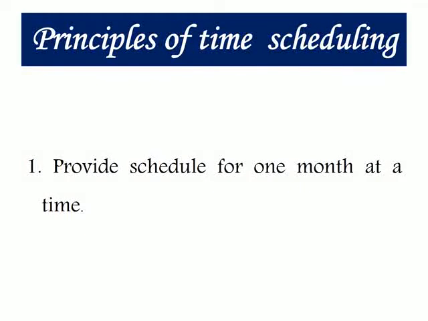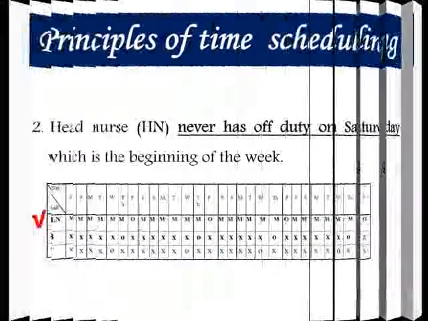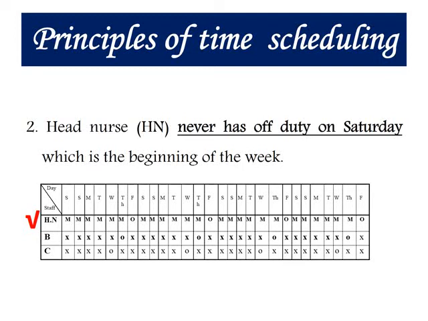Principles of time scheduling. You should follow these principles when implementing time scheduling. Number 1. Provide a schedule for 1 month at a time. Principle number 2. Head nurse never has off duty on Saturday, which is the beginning of the week. Look at the given example. What do you see? Head nurse only takes Fridays off.